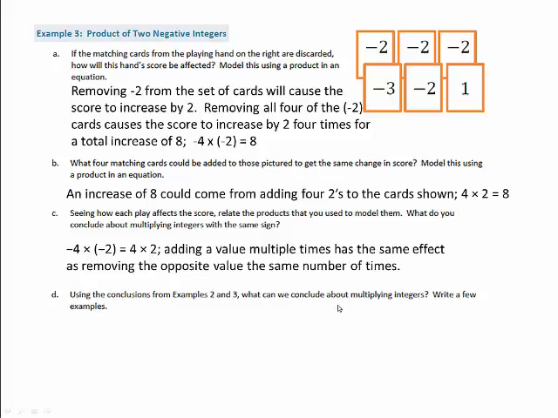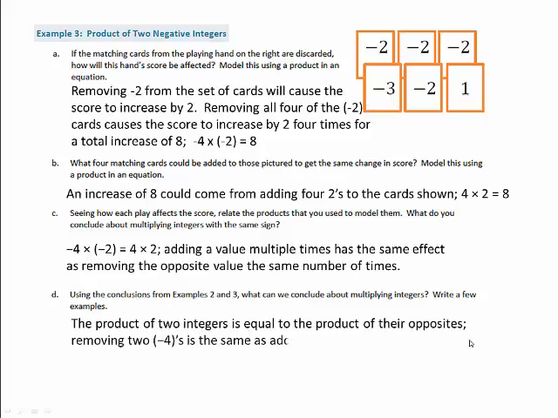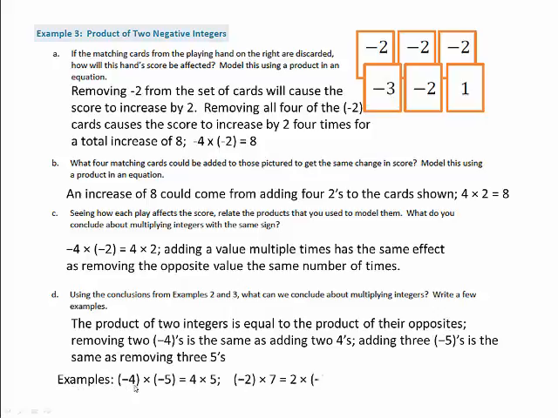So looking at these two, we can talk about some rules we can use for multiplying integers. The product of two integers is equal to the product of their opposites. Removing two negative 4s is the same as adding two positive 4s. Adding three negative 5s is the same as removing three positive 5s. Here are some examples in numbers. Negative 4 times negative 5 is the same as 4 times 5. Negative 2 times positive 7 is the same as positive 2 times negative 7. See how we reversed the sign for both of these? And positive 6 times negative 4 is the same as negative 6 times positive 4.